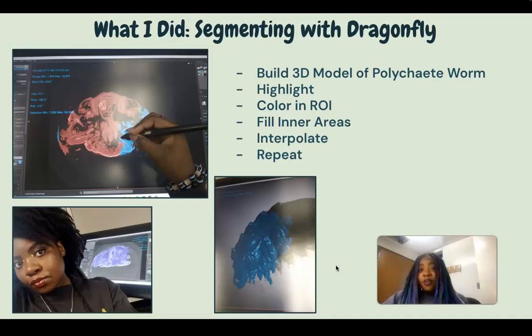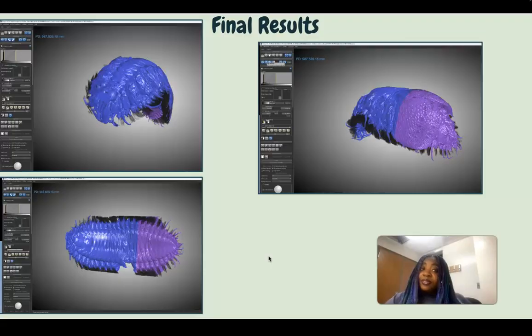So the second part of my project was segmenting with Dragonfly, and the goal of this was to build a 3D model of a polychaete worm, and this involved highlighting, coloring in my references, filling it in, and interpolating. You kind of see me in the working space here. This is what it looked like when I was about 1/4 of the way through. And this was the final result.